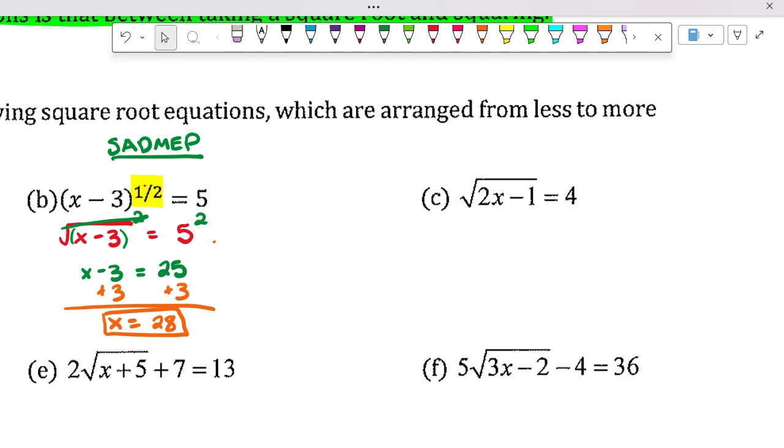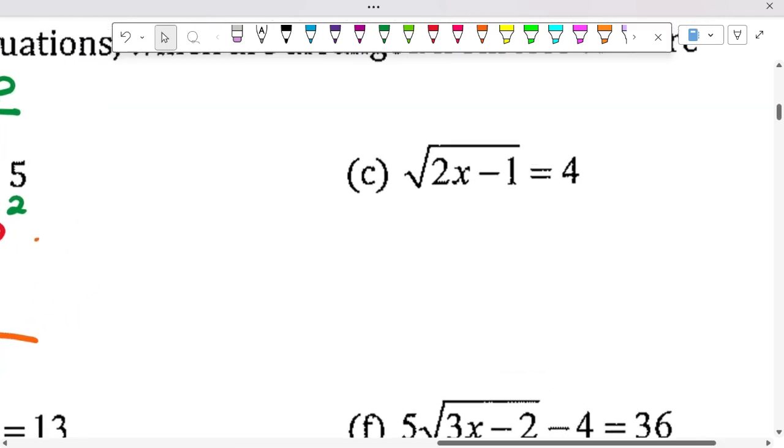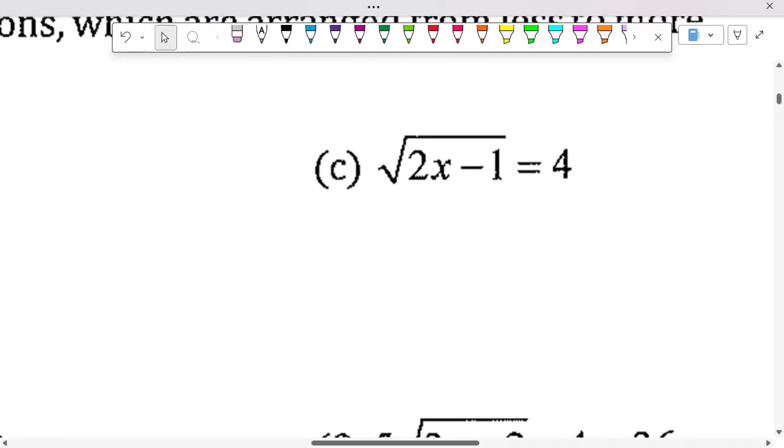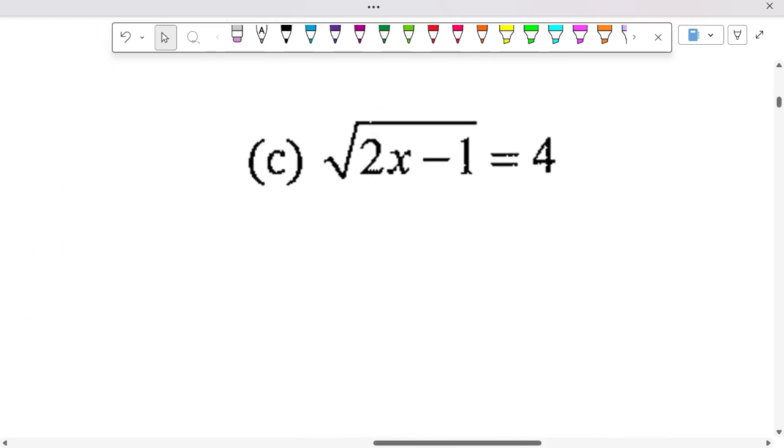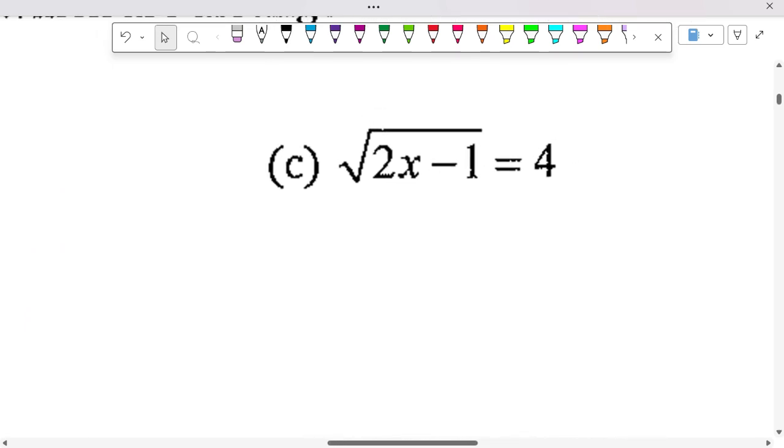So letter C, do it on your own. It's pretty much the same process that we've been doing for the last one. I'll give you a hint. You want to start by doing what? Squaring both sides. Start by squaring both sides. Get rid of that radical. Then from there, it's just a nice little two-step equation.